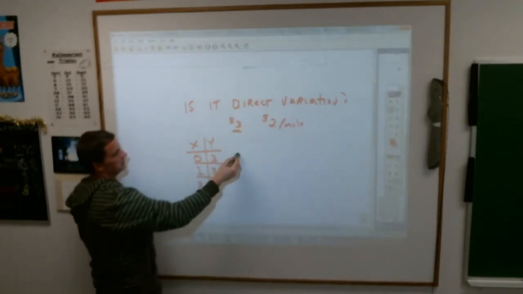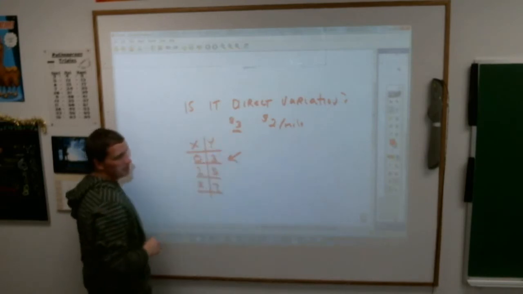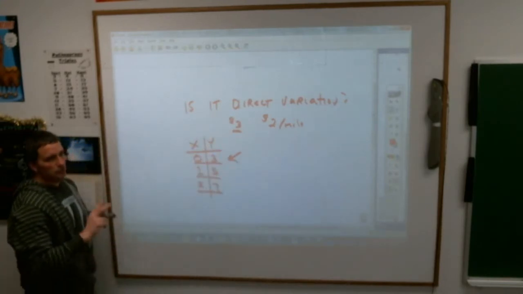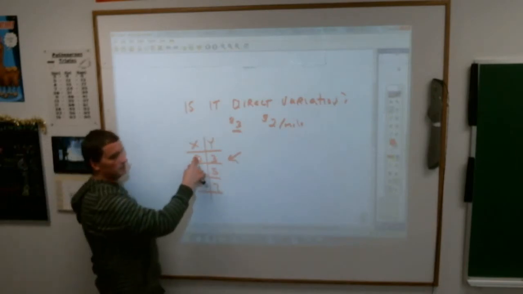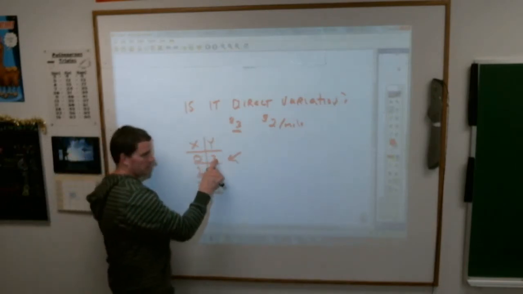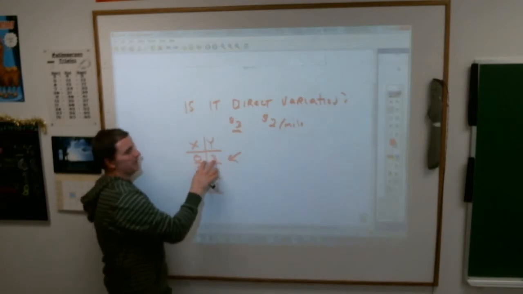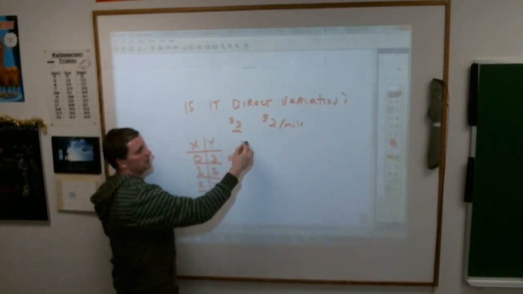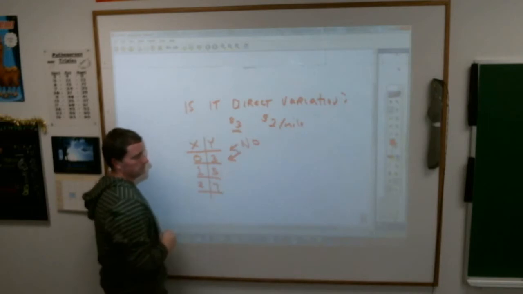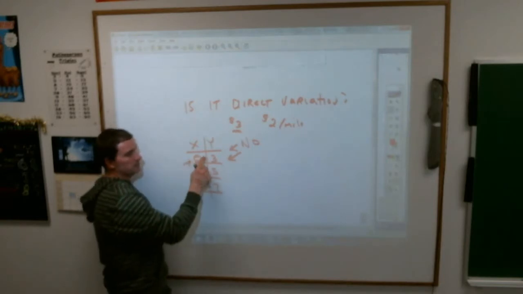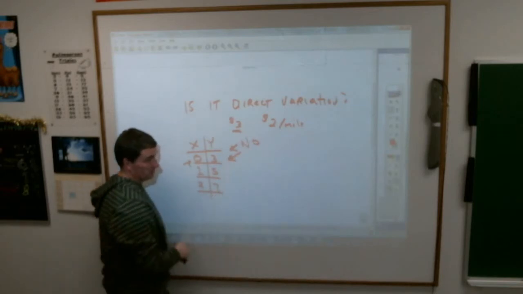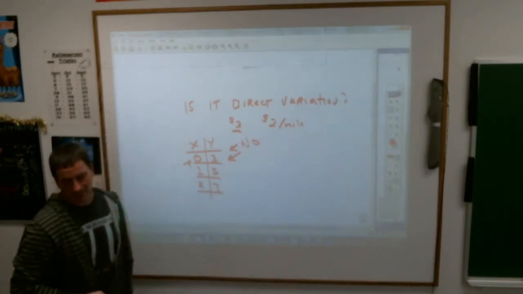The question is, is this direct variation, based on the 2 things that have to happen. Number 1, when this is 0, this has to be 0. So right away, when you see that happening, this would be no, because of this reason here. You can stop right there, because when this is 0, this has to be 0. There can never be a flat fee to be direct variation. Okay, look at the second example.